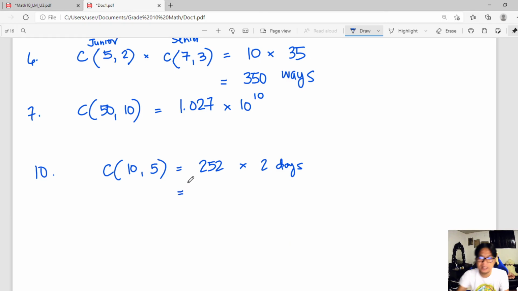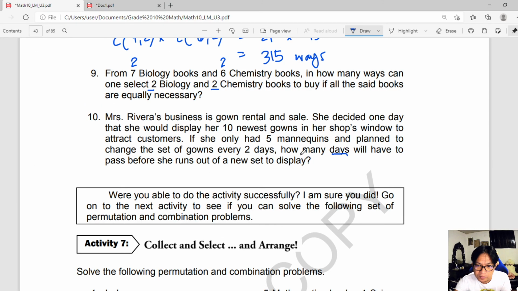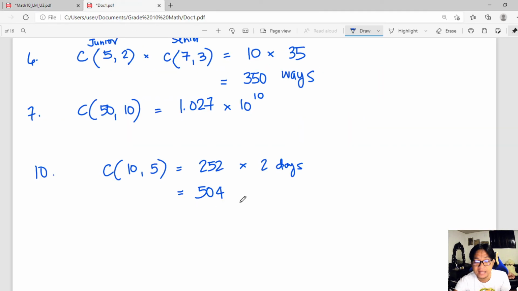So, ibig sabihin, 252 times 2 days. So, 504. So, pagdating ng 504th day, wala na siyang new set of gowns to display. So, 504 days before siya maubusan ng new set of gowns to display.